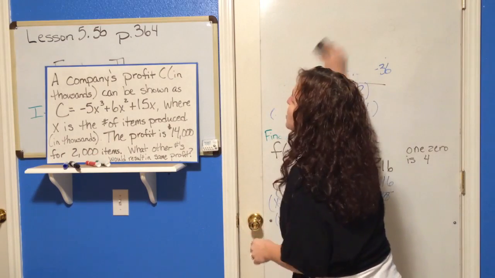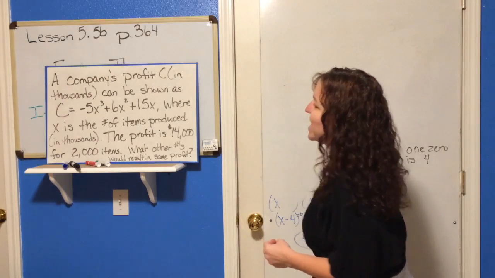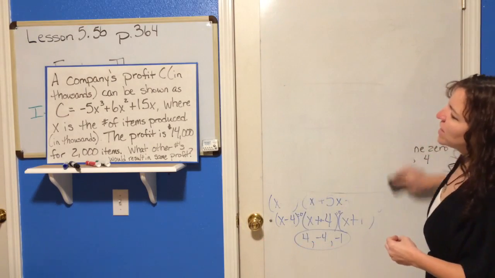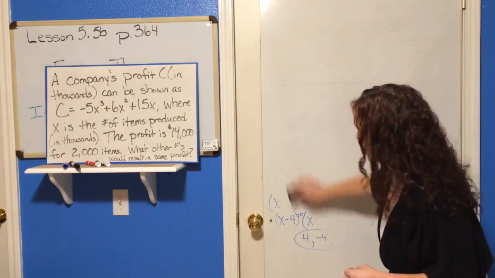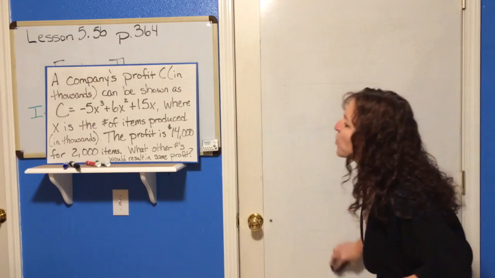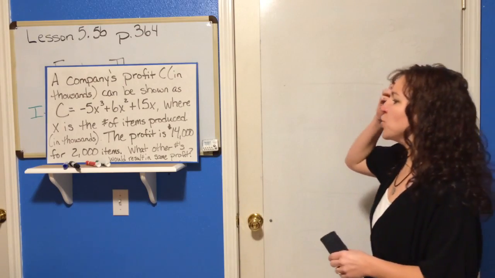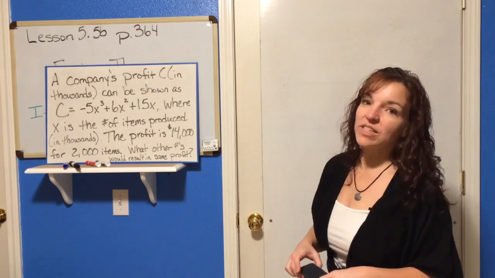So a company's profit C in thousands can be shown as C equals negative 5x cubed plus 6x squared plus 15x, where x is the number of items produced in thousands. The profit is 14,000 for 2,000 items. What other numbers would result in the same profit?